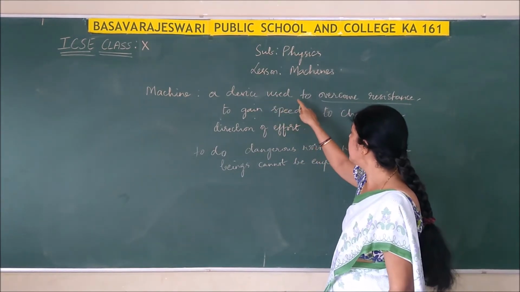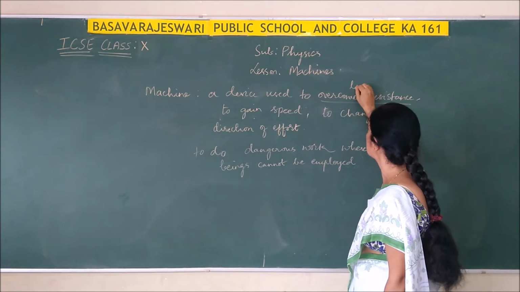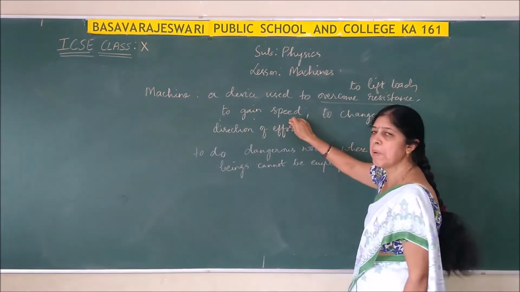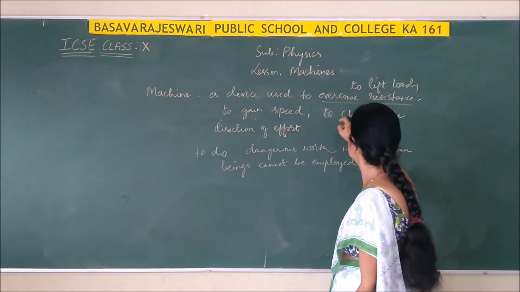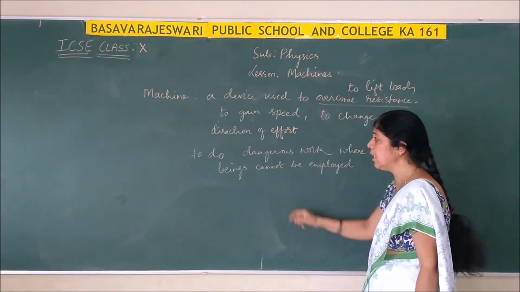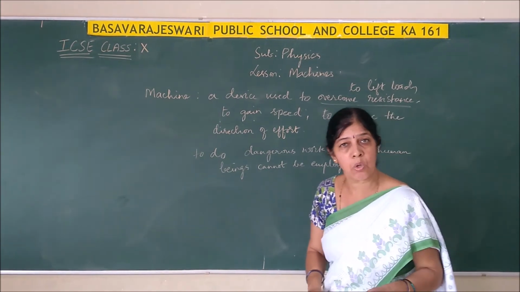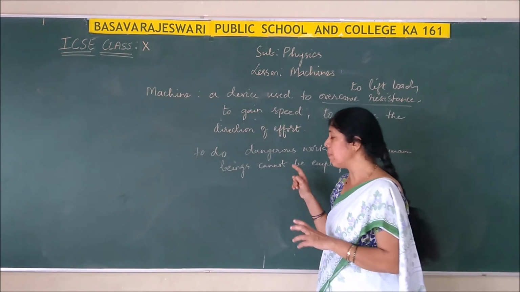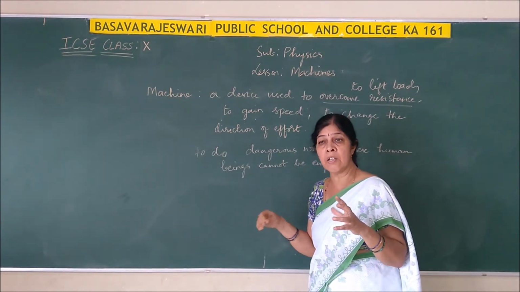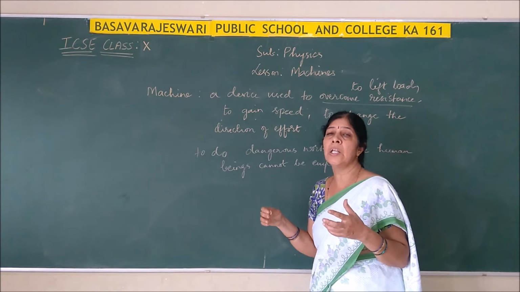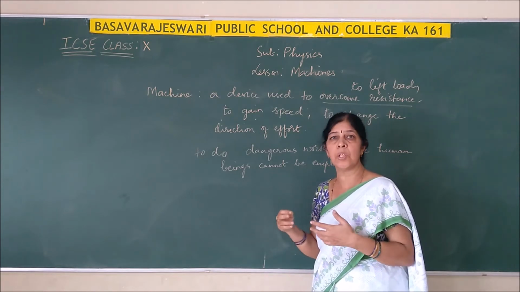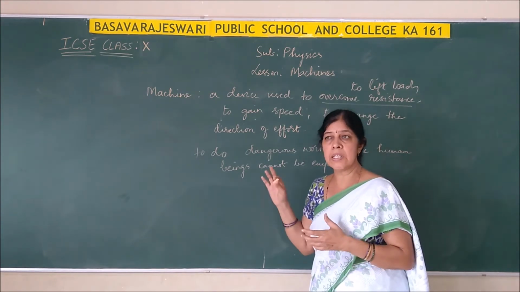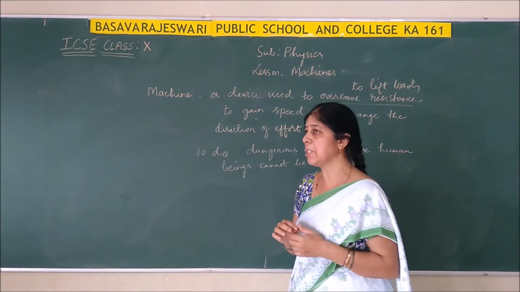Remember, a device used to overcome resistance means to lift loads, to gain speed means you can increase the speed of the work done, and to change the direction of effort. You can also do dangerous work where human beings cannot be employed. If you want to lift tons of very heavy loads, it is not possible for human beings, so you can employ a machine. This is, in a broad sense, the definition of a machine.